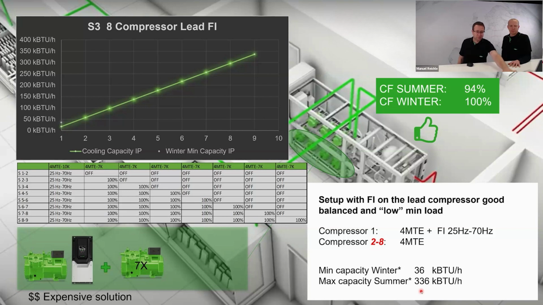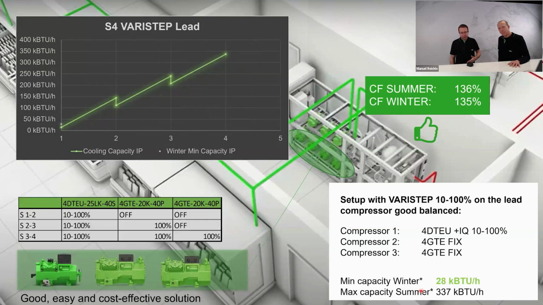So just to show, if you want to go to the 40, it is not so easy with the variable speed drive. If you do it with the VARISTEP and an easy execution, you can have the 40 kBTU or below 40 kBTU by selecting the biggest compressor in the configuration as the lead compressor with the VARISTEP. It's not the smallest anymore, it's the biggest.